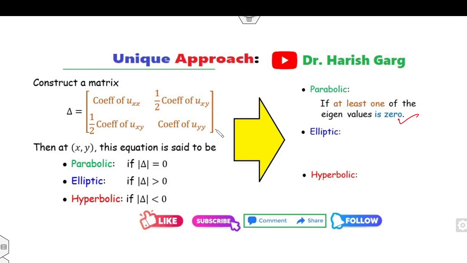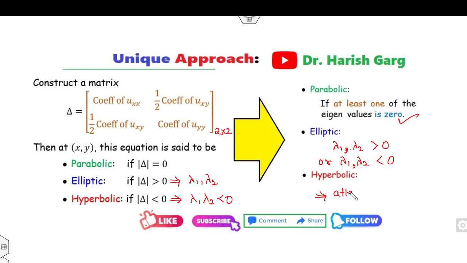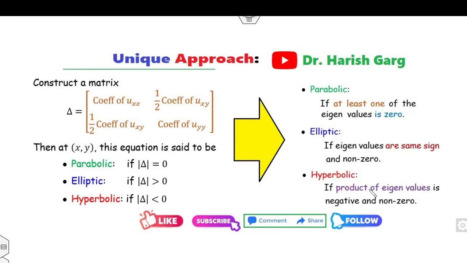In this case, since it is a 2 cross 2 matrix, the determinant will be greater than 0. What does it mean? If you have 2 eigenvalues, that means either both eigenvalues are greater than 0 or both eigenvalues are less than 0. Then the determinant will be greater than 0. While for the last case, the product of the eigenvalues is less than 0. That means at least one of the eigenvalues is negative, and it must be non-zero because the product is strictly less than 0. So this is the third method you can classify the partial differential equation.